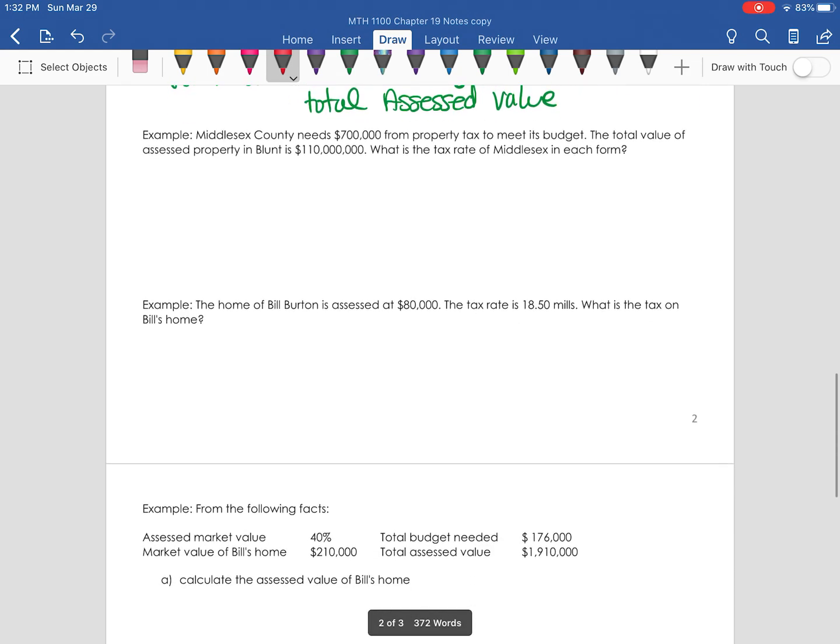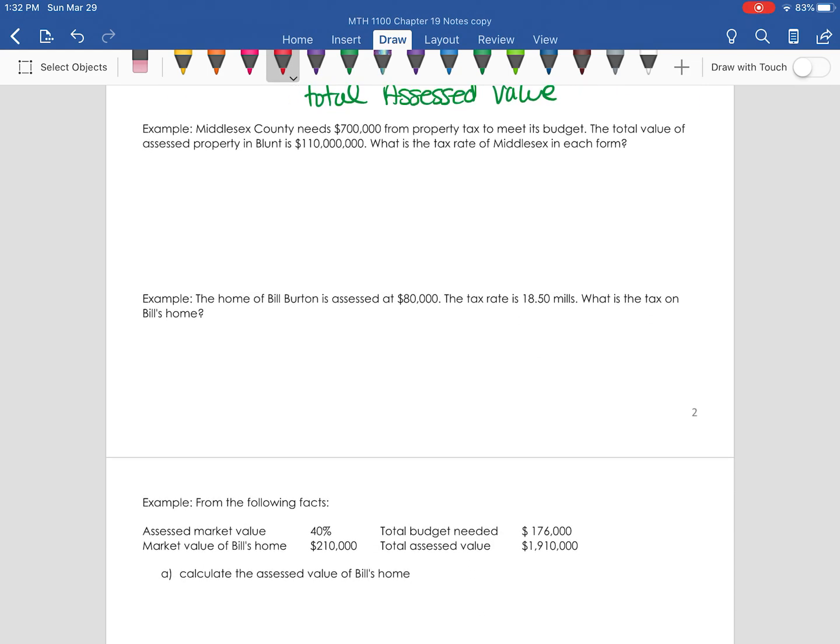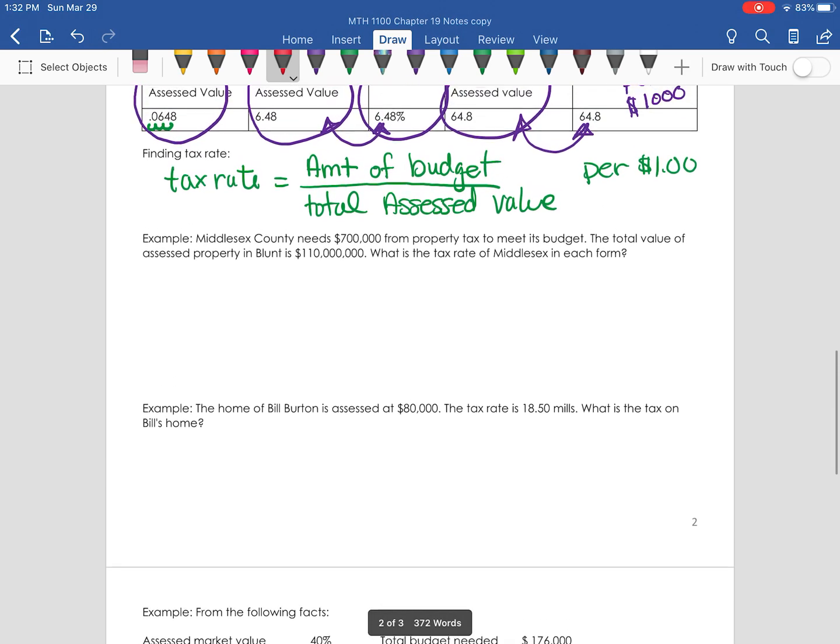Okay. Next question. It says, example, Middlesex County needs $700,000 from property taxes to meet its budget. The total value of the assessed property in Blunt is $110 million. What is the tax rate of Middlesex in each form?